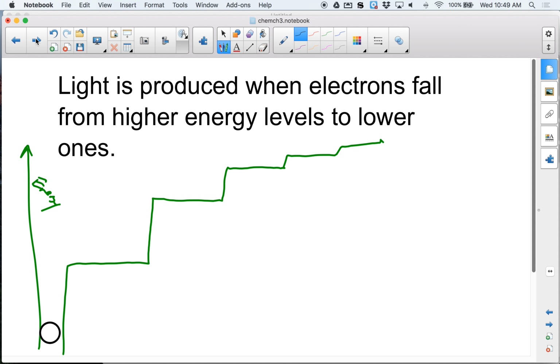Light is produced when electrons fall from higher energy levels down to lower energy levels. When we send electricity through that neon tube, the electrons in the neon get bumped up to higher energy levels. When they fall back down, they give off light. So the electricity bumps them up. They're not going to stick around up there, though, in those higher energy levels. They'll fall back down, and they'll give off wavelengths of light.